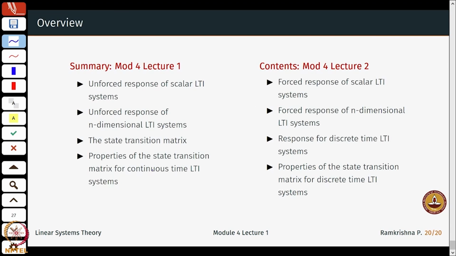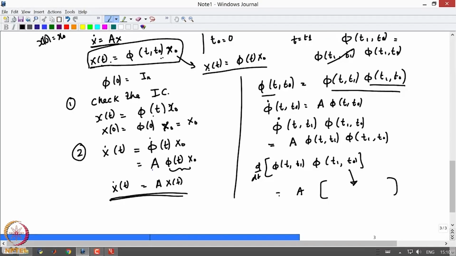Okay, so that concludes lecture 1, where we started off with scalar differential equations, unforced, and saw the unforced response and generalized that to an n-dimensional state space system, and defined the concept of a state transition matrix and listed out a few properties which will be useful for us. Okay, one thing before I conclude is the following.